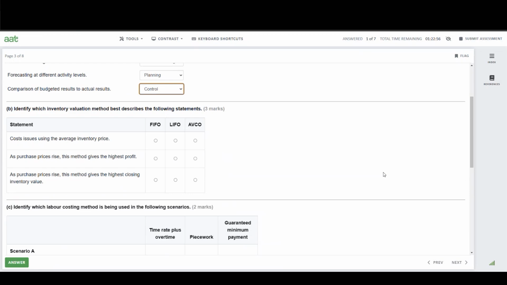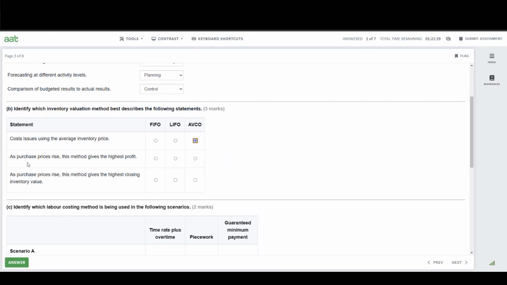Moving on to part B. We're required to identify which inventory valuation method best describes the following statements. So we've got a number of statements and we need to say whether they refer to FIFO, LIFO, AVCO. So first in, first out, last in, first out, or average cost. So the first one, cost issues using the average inventory price. We can see the word average there, can't we? So we know immediately that this refers to our average cost method. So let's select that one.